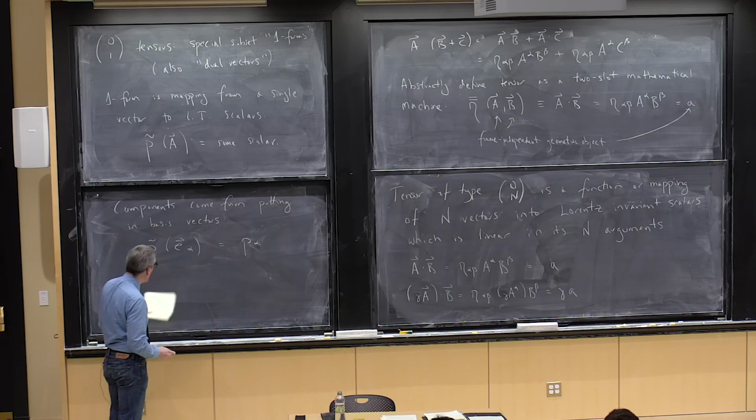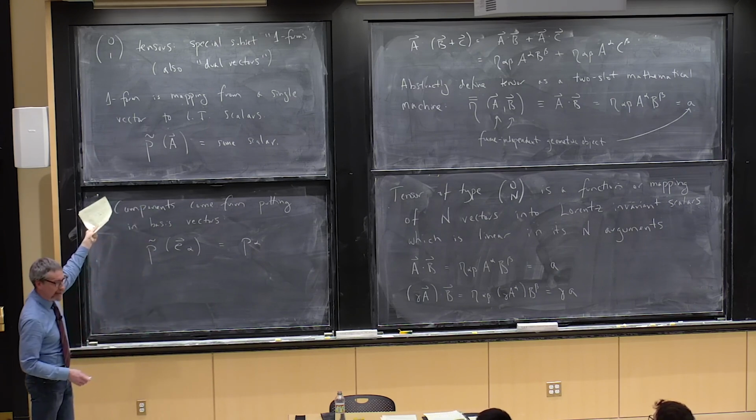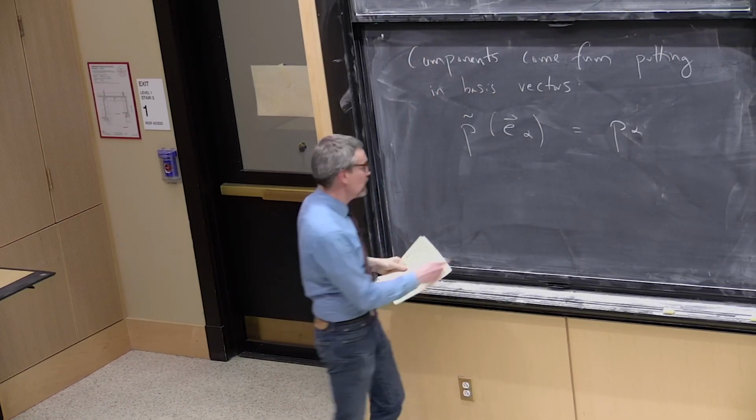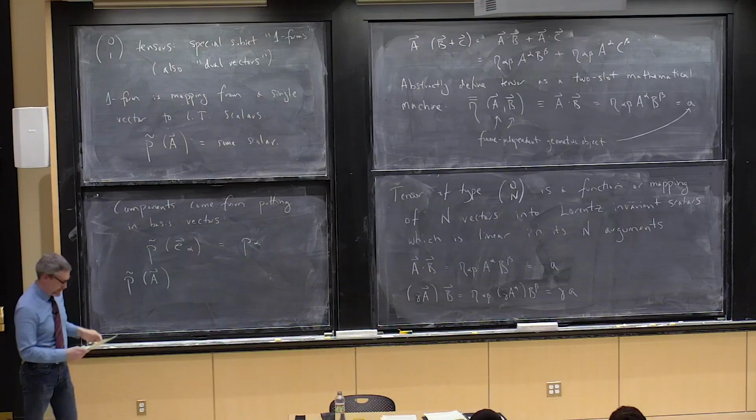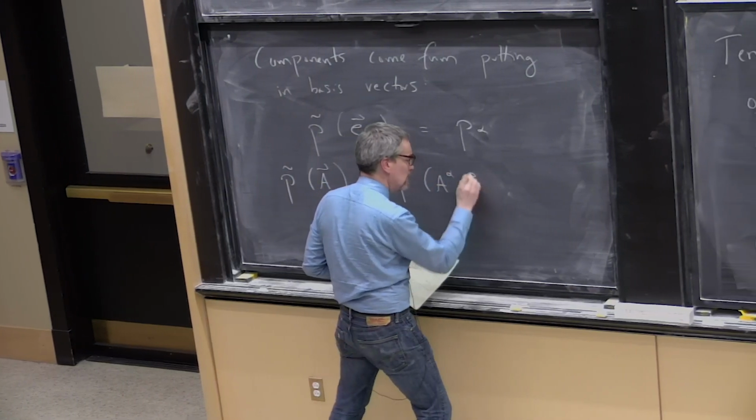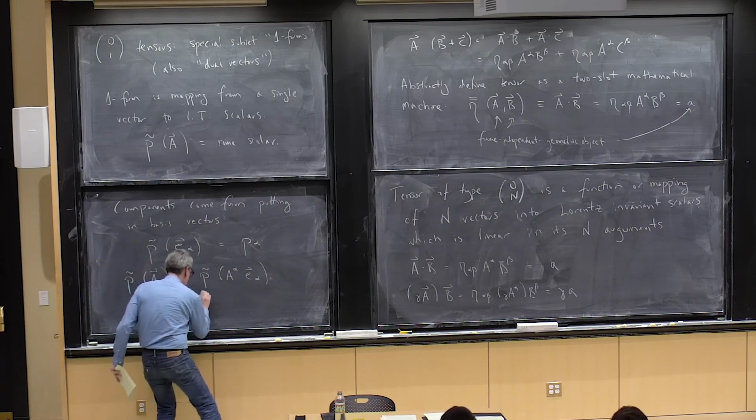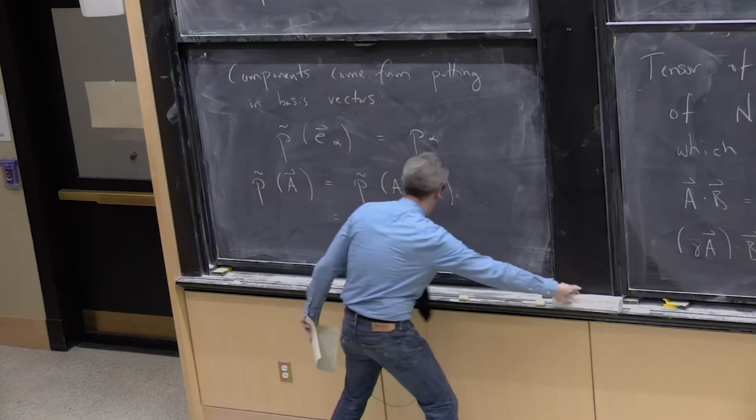One of the reasons why I want to go through this step is it gives me a way to think about what's going on with this scalar that I wrote down on the top board here. So what is the scalar that I get by putting a vector into my one-form? I take this, put my vector in here. I use the fact that I can write my vector using its components and the basis vector. I use linearity to pull this out.